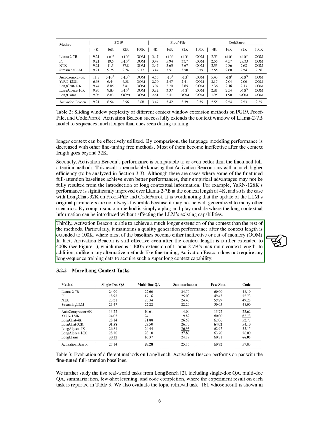Activation Beacon was able to extend the context length to 100K, where most of the baselines became either ineffective or ran out of memory. In fact, Activation Beacon remained effective even when the context length was extended to 400K, which is 100 times the maximum context length of Llama 2-7B. Furthermore, unlike many alternative methods, Activation Beacon does not require any long sequence training data to acquire such a super long context capability.